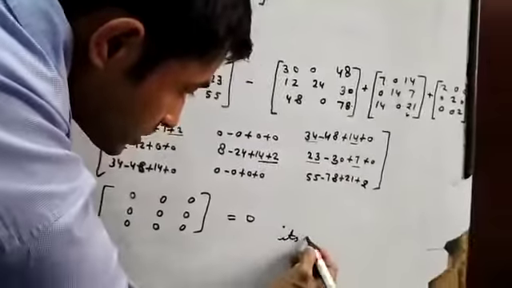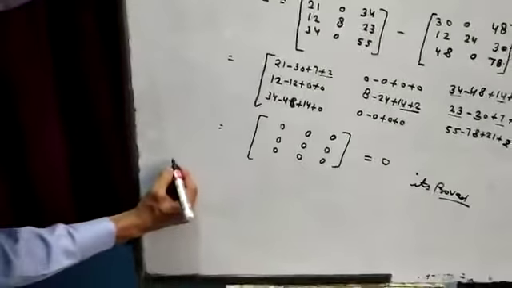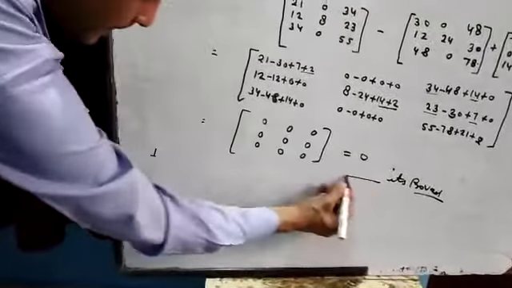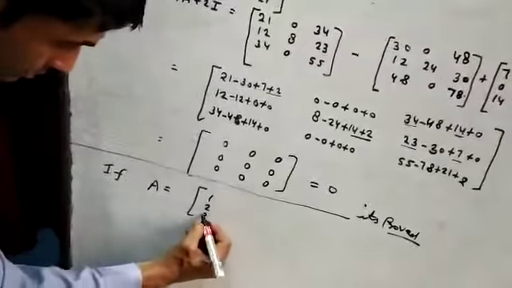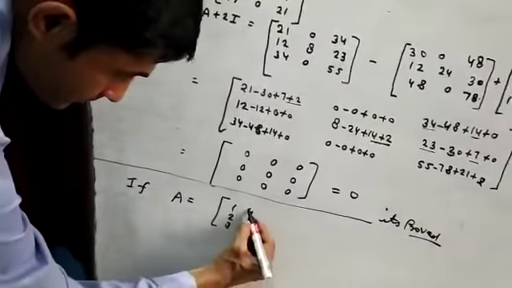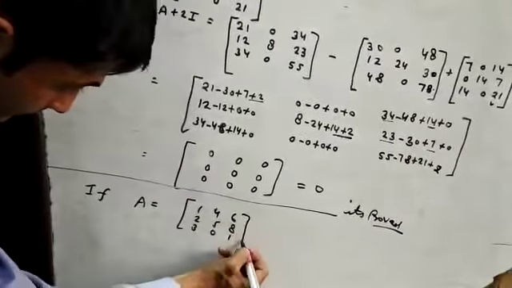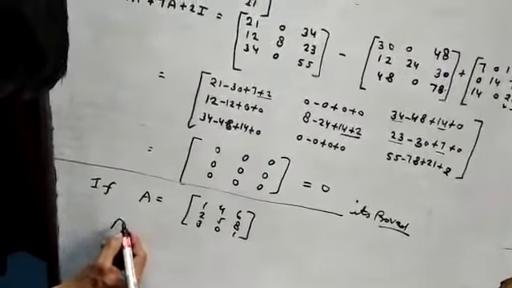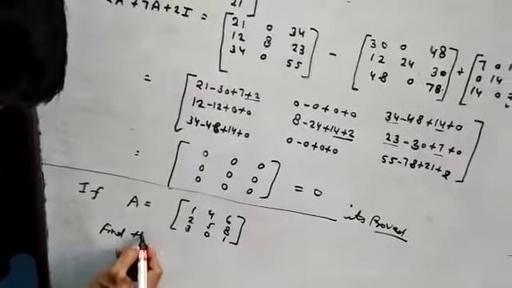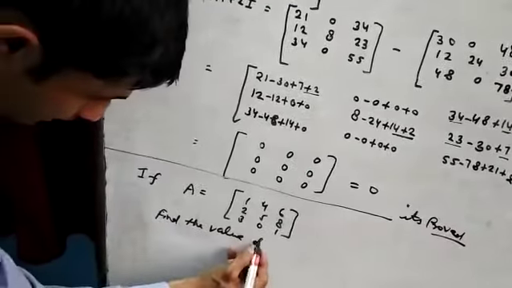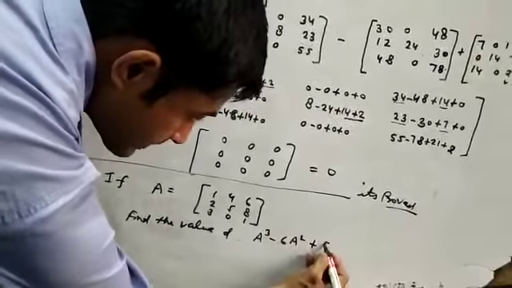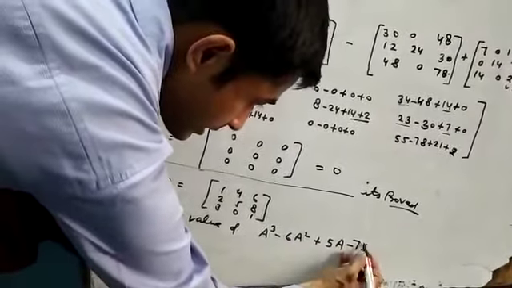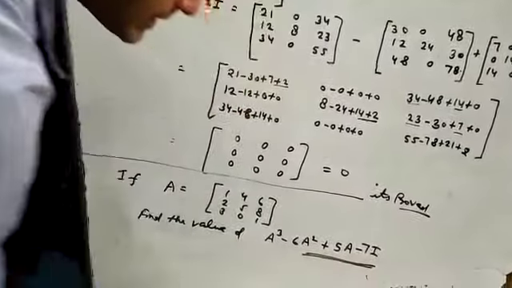Students, I want you to solve one more question with the help of this question. If A equals 1 2 3 4 5 0 6 8 1, from here find the value of A cube minus 6A square plus 5A minus 7I. This is your homework. Okay.